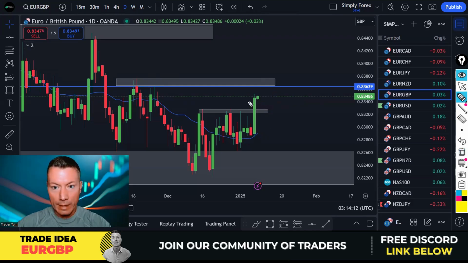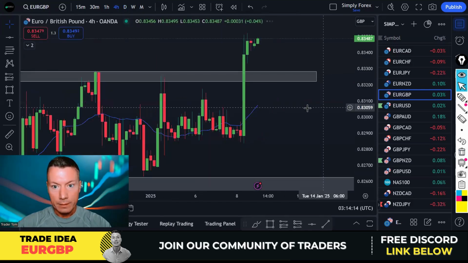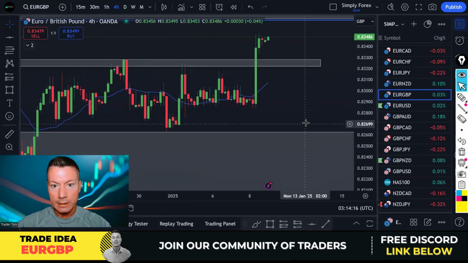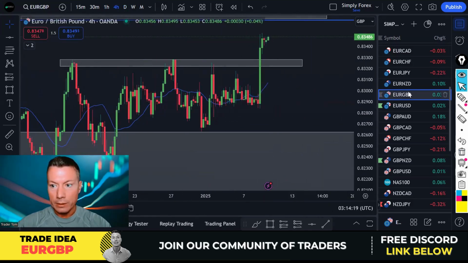So let's take a look at that on the H4, right? So there you go. You can see this. If we zoom out, right, you can see this pound weakness. Look at that. It's not so much euro strength, it's more pound weakness, right? And you can see this level through here, which has proven to be good resistance. So if price retraces into here, this could prove to be good support.